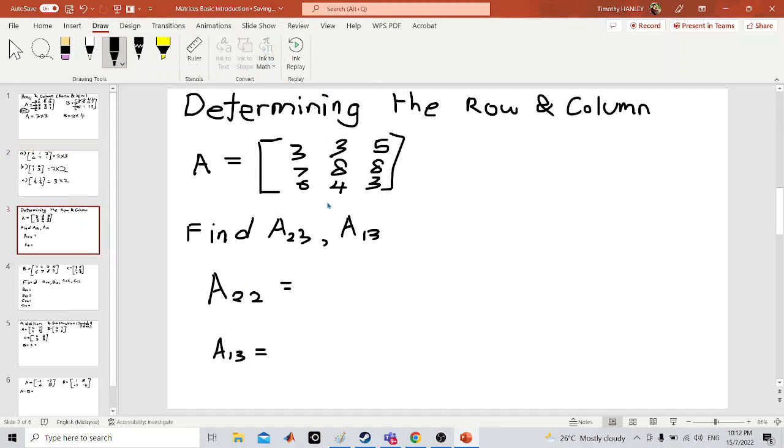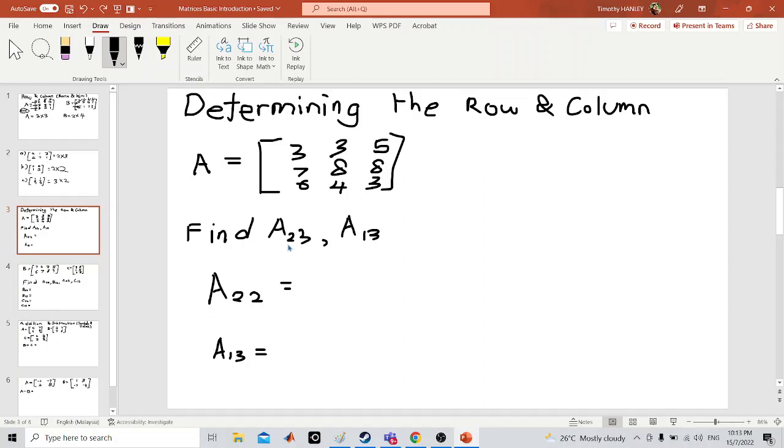So we proceed to the next subtopic, which is about determining the row and column. We need to understand when they give you this kind of question, which has the matrix with a digit down here. So in this case it's A23. So what does this 23 mean? What is the meaning of this digit?